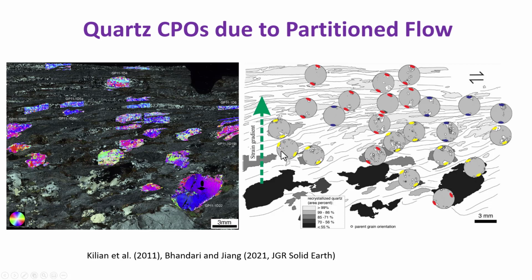The quartz CPOs are quite variable from one porphyroclast to another. They appear to be of opposite sense of shear. As these CPOs are from individual quartz porphyroclasts, clearly each quartz porphyroclast is a unique rheologically distinct element.